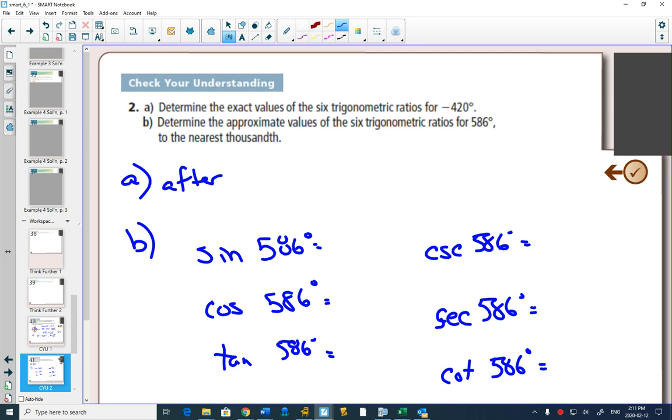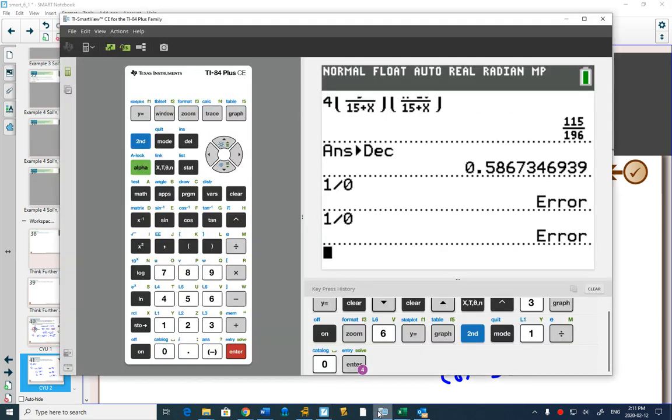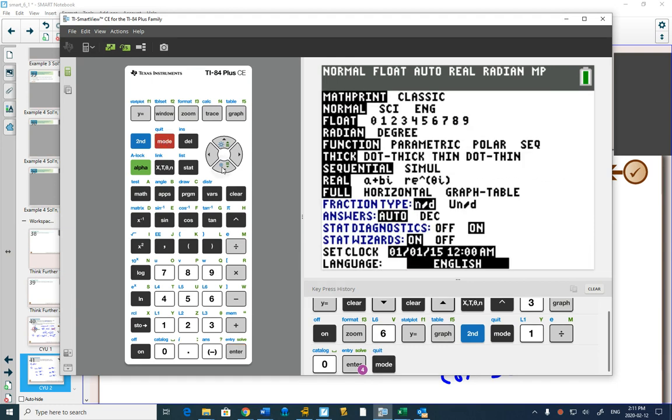These three are your primary trig functions. These three are the reciprocal trig functions. So we go to our calculator. We hit the mode button to make sure that we're in degrees. Oh, I'm not. So I'm going to go over here and turn my calculator in degrees.